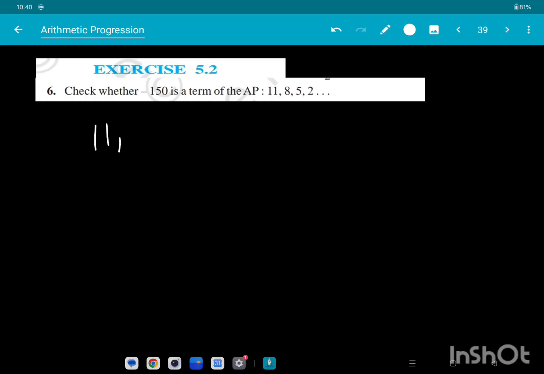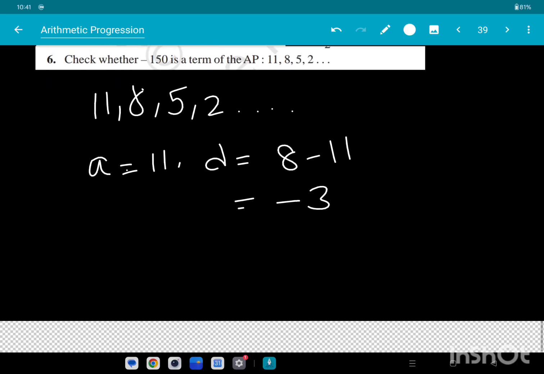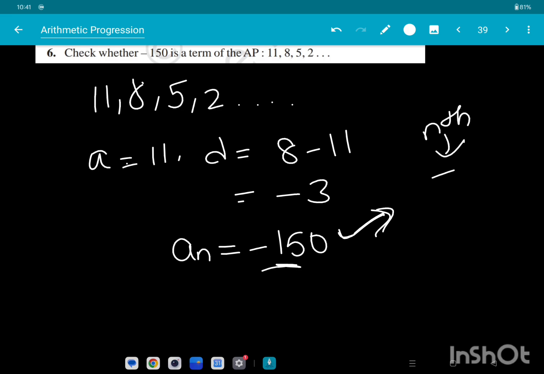So first I will write the AP 11, 8, 5, 2 and so on. What is the A value? A value is 11 and what is the D value here? D is equal to 8 minus 11 which is minus 3. So here the D value is minus 3 and the A value is 11. Now I need to make an as minus 50 because let's assume this is the last term and we will find the nth term. If the nth term is a positive whole number, then it is there in this AP. Otherwise it is not in this AP.